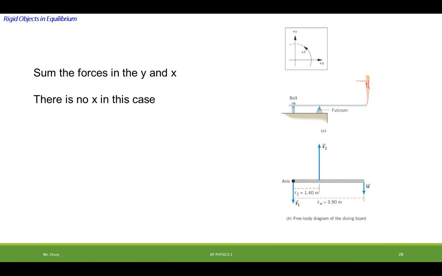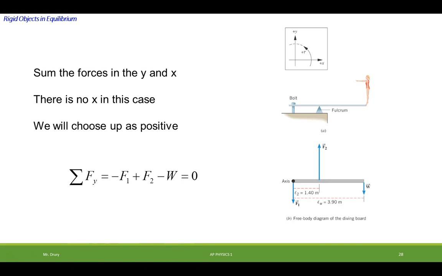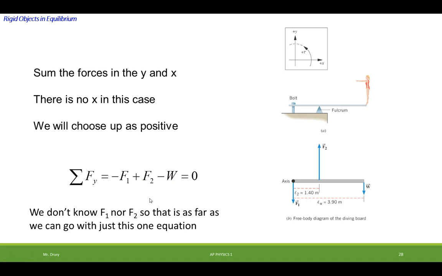Now we're going to sum the forces in x and y. In this case there are no x forces, but in some cases you will have to sum the forces in x as well. And we're going to choose up as being positive. Therefore we have F1 acting down, F2 acting up, and weight acting down. Unfortunately all we know is the weight, so we don't know F1 and F2. So basically that's as far as we can go with this one equation.